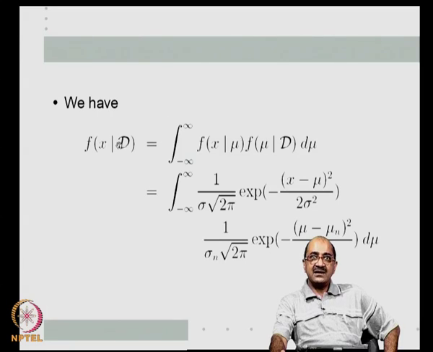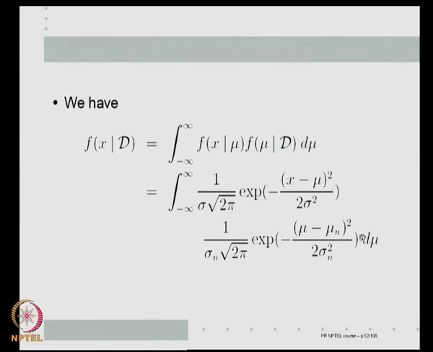So, f of x given D is the integral of f of x given mu, times f of mu given D, d mu, right. This is integrated over mu, so only x and D will remain. What is f of x given mu? This is my assumed model, 1 by sigma root 2 pi exponential of minus x minus mu whole square by 2 sigma square, that is the first term, multiplied by the second term, f of mu given D, which is normal with mean mu n and variance sigma square n. So, that is 1 by sigma n root 2 pi exponential of minus mu minus mu n whole square by 2 sigma square n, integrated with respect to mu. So, this is my expression for f of x given D.